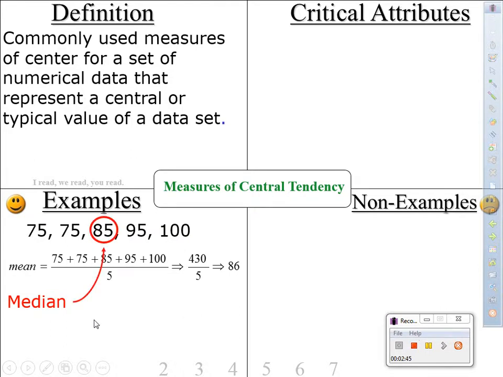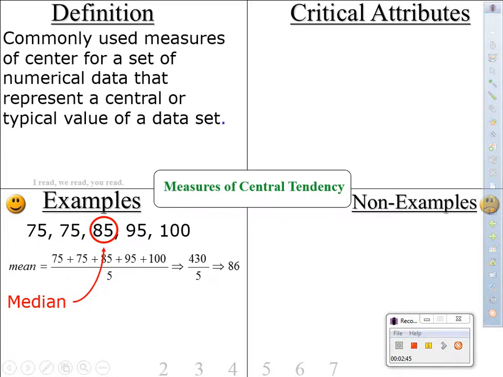That's our median. However, last year I'm pretty sure they gave you some that had, instead of 5 numbers, 6 numbers, and there was no number in the middle. Therefore, you took the 2 numbers closest to the middle, added those and divided by 2. Yes, you did. And we're going to do that today also, just to refresh.